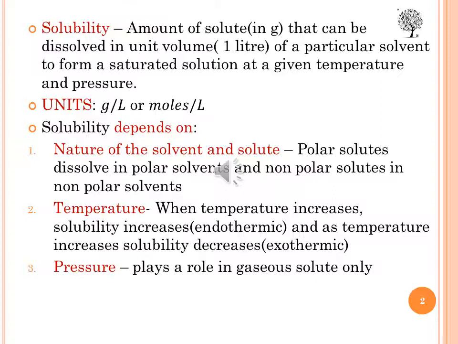Second factor is temperature. You know that if you have a solute and solvent together, we call it a solution. Suppose the formation of the solution needs heat. It's endothermic, which means if you increase the temperature, solubility increases. If it is a process where heat is given out, then if you increase the temperature, solubility decreases.